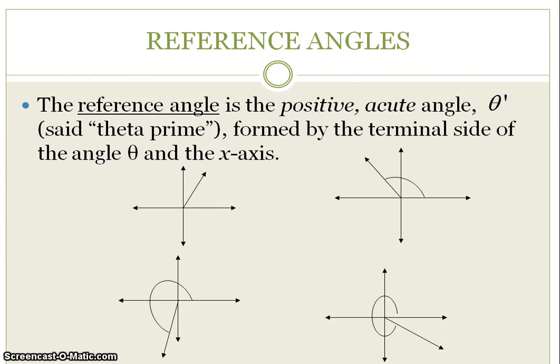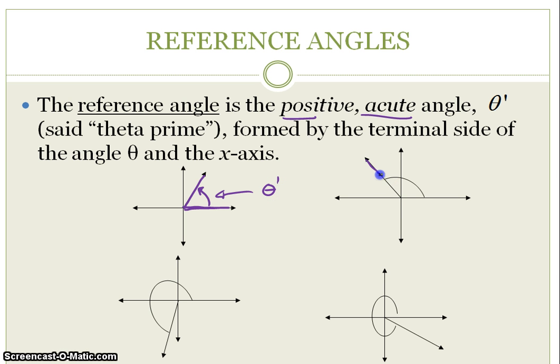Okay, class, so for today's lesson we are going to talk a lot about reference angle. A reference angle is a positive and acute angle, and we call it theta prime, the Greek letter theta prime, and it's formed by the terminal side of an angle. So remember, for an angle we have the initial side, which is the positive x-axis, and then the terminal side, and we open up the angle. So it's always formed by the x-axis and the terminal side of our angle. So this angle happens to be its own reference angle.